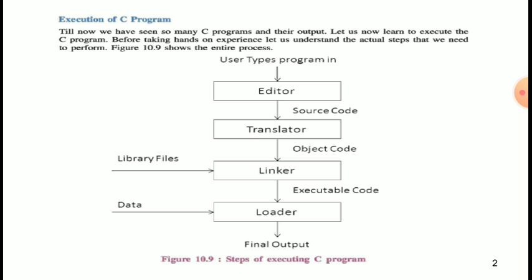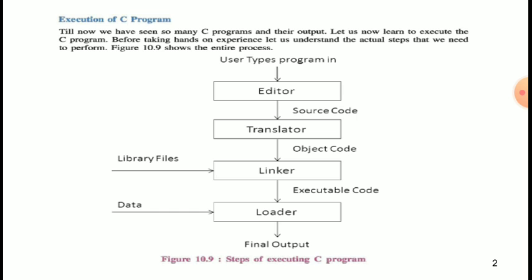First, the user types the program in an editor, and then source code, and then translator. They have object code, and they have link library files. They have linker and executable code, and then data loader, and then final output. So that is the steps of executing a program. First, I will explain step number 1.